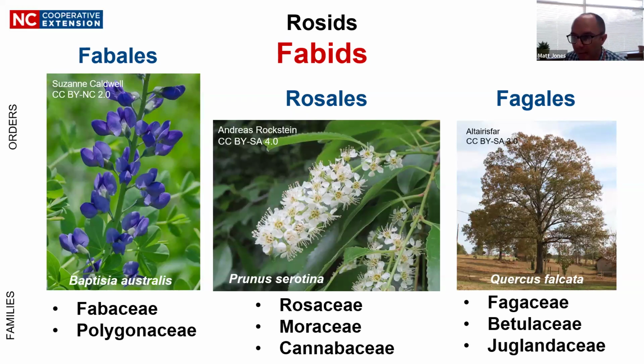Polygonaceae is the buckwheat family. So buckwheats, I guess, are somewhat closely related to the bean family. Buckwheats can be great cover crops that attract a lot of pollinators.